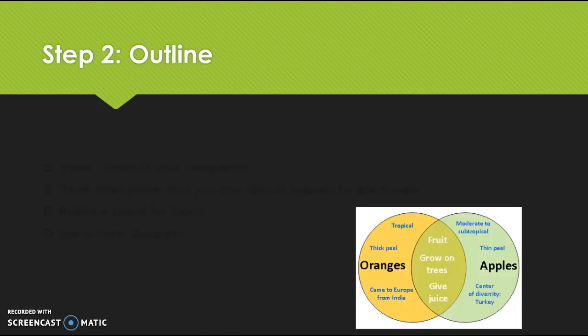The second step is to come up with a rough outline. You want your thesis first to be the point of your comparison. That is, why is it important that we set these two topics next to each other? What can we gain from your comparison?